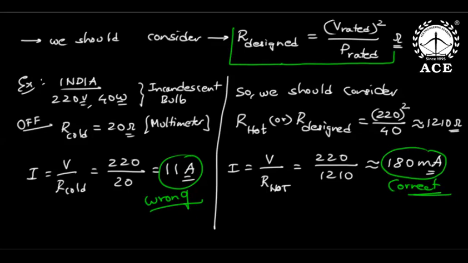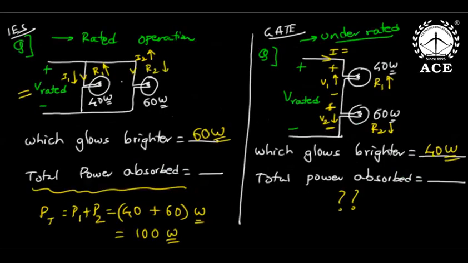Okay everybody, now I will explain again. In this first problem, it was parallel, rated operation, so no confusion. Low wattage means high resistance, high wattage means low resistance. In parallel, voltage is the same but currents are different, so high wattage draws more current. The I square R product is greater for 60, so 60 is brighter, and total power absorbed is the sum because it is rated operation.